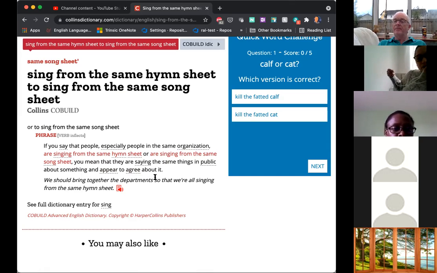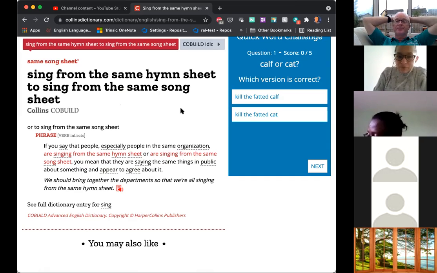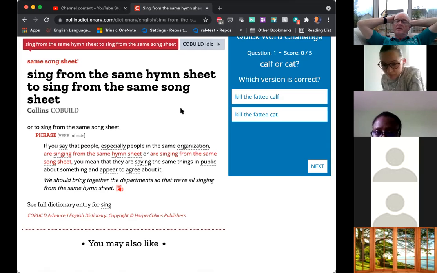Could you pronounce that again? Singing from the same hymn sheet. Singing from the same hymn sheet. Hymn is pronounced the same way as him, H-I-M, like him or her. But a hymn is a religious song that you would sing in church.